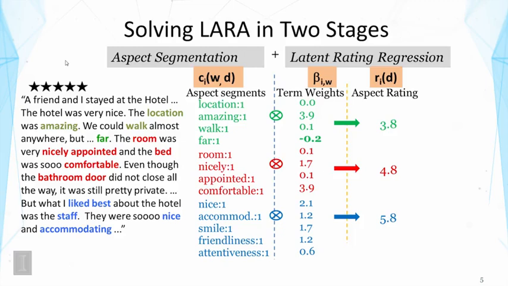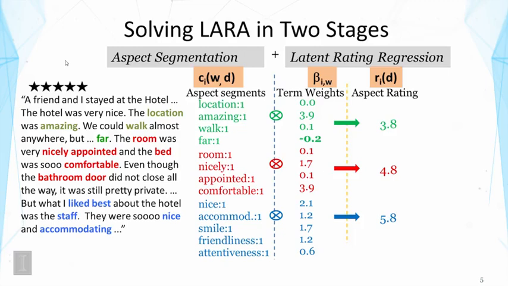But another word like far, which has a negative weight, if it's mentioned many times, will decrease the rating. So the aspect rating is assumed to be a weighted combination of these word frequencies, where the weights are the sentiment weights on the words. Now, of course, these sentiment weights might be different for different aspects. So we have for each aspect a set of sentiment weights, as shown here, and that's denoted by beta sub I and W.